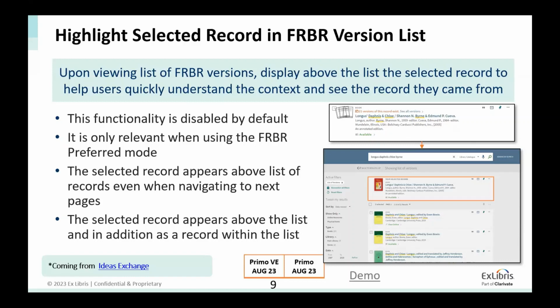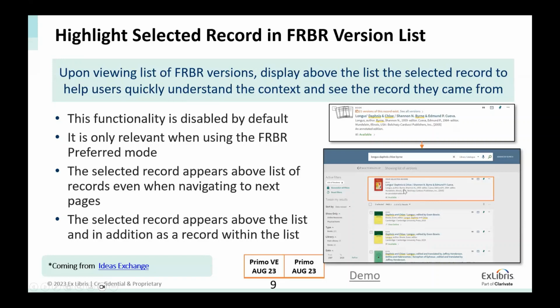So in order to avoid that, and to help users quickly understand the context and stay in the context of the record that they came from, we chose to highlight the record you selected, and it will always be above the list of versions. You can see here how we implemented showing the record above, and then the user can navigate to see more, and can move to the next page.